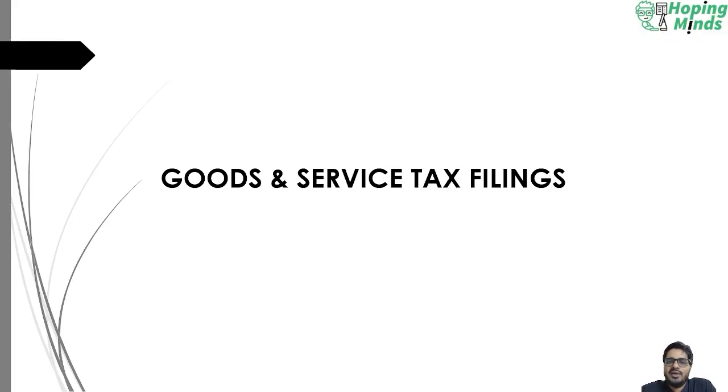Then we learned about the refund process. What are the types of refunds, like cash refunds or refunds for exports, or under the inverted duty structure the refund can also be claimed. Then we learned about the eligibility criteria and the filing of RFD 01 form, that is for claiming the refund.